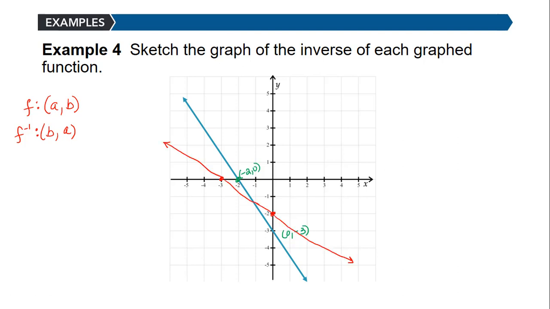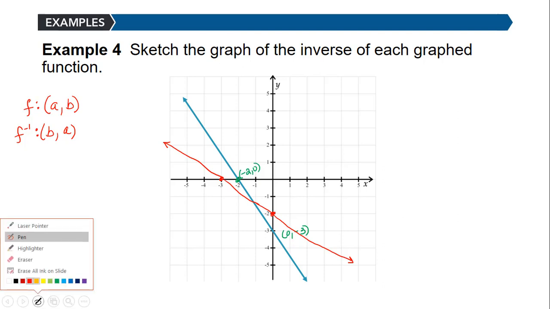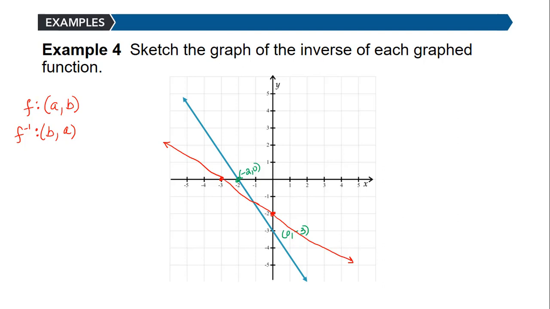And so I see this line, and if I draw the line, say a dotted line, this line y equals x, I see that the two graphs are symmetric about that line y equals x.